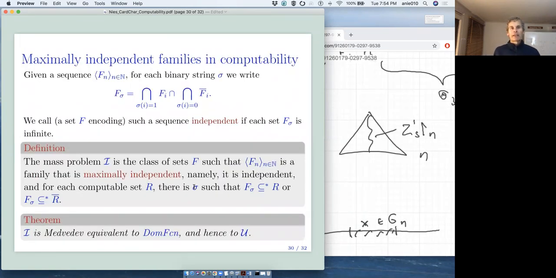Okay, so briefly one slide on maximally independent families. I told you I is also an important cardinal characteristic figuring prominently in work of Jörg Brandle, for instance. And he calls them MIF, maximally independent families. So what is it? I take a sequence and for each binary string sigma, let F sigma be the corresponding Boolean combination of sets in that sequence. The sequence is called independent, or the encoding set is independent, if for each string sigma, F sigma is infinite. And then you guessed it, maximally independent means an independent sequence of computable sets encoded by F, so that if R is any further computable set, then it will not keep the family independent, meaning there is a sigma so that F sigma is star included in R or in R complement.